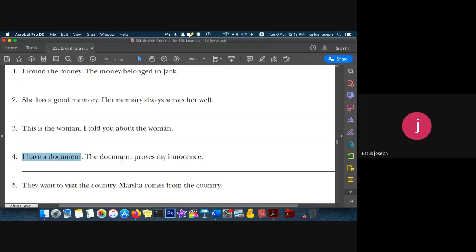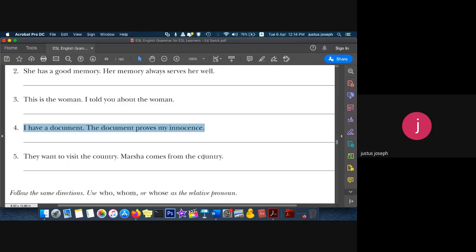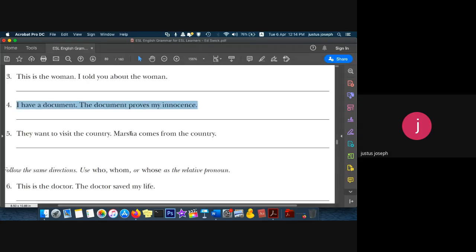I have a document. The document proves my innocence. I have a document that proves my innocence. You can use that, or you can use which. Both the words are okay.